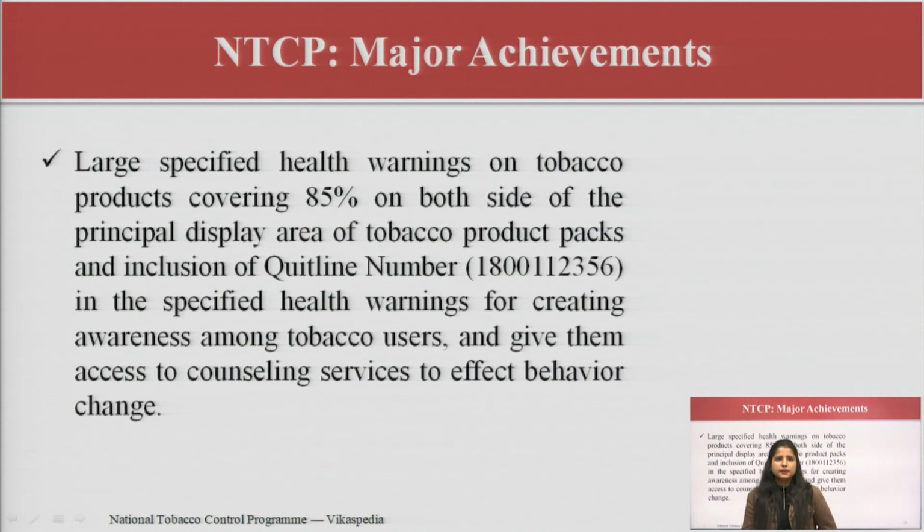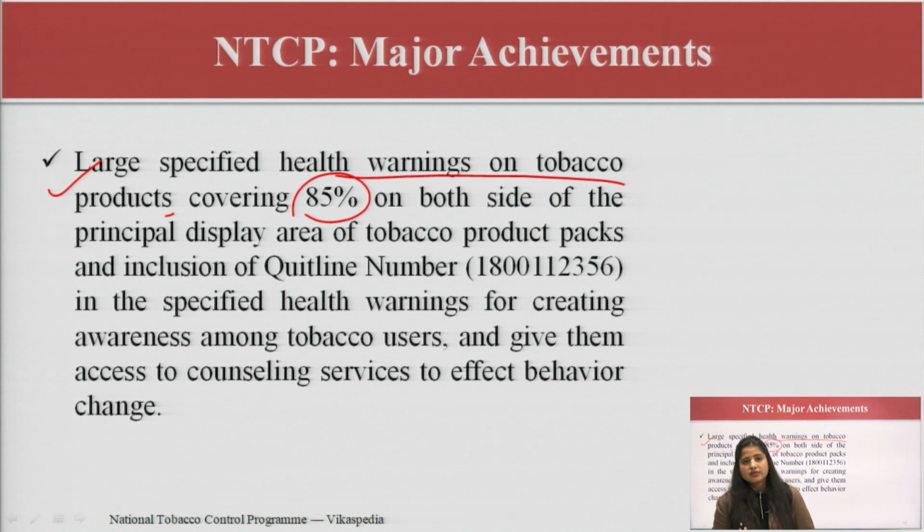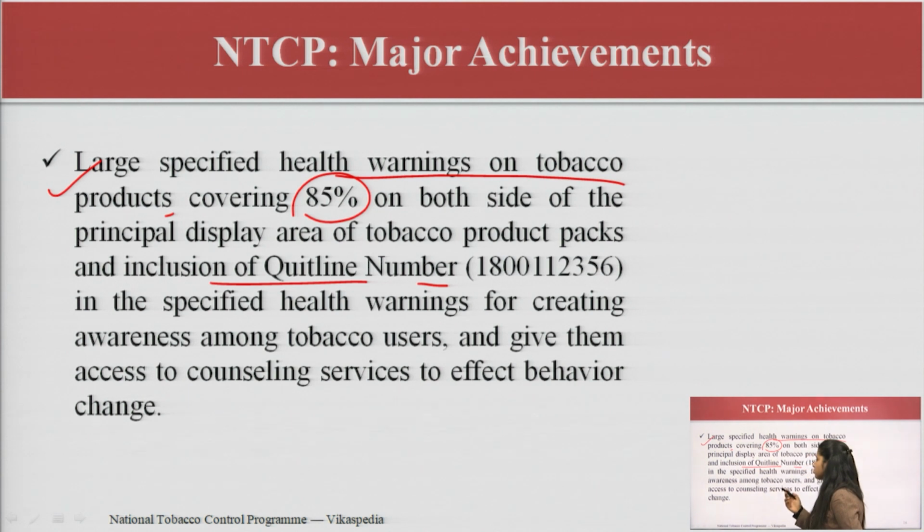Now, see other achievements: large specified health warnings on tobacco products. In the previous lecture I also told you about the Act on cigarettes and other tobacco products, as well as the National Tobacco Control Program. Under both of these, there should be warnings on the products. The health warnings cover nearly 85% of both sides of the principal display of the tobacco product packs. If you see these packs, you will get to know what is written there, including the quit line number. So, the government has also included the quit line number here.